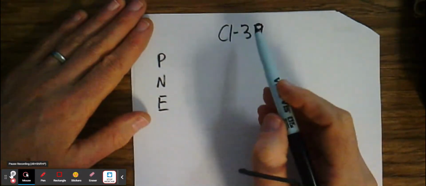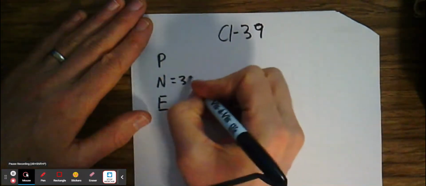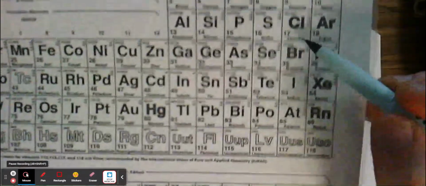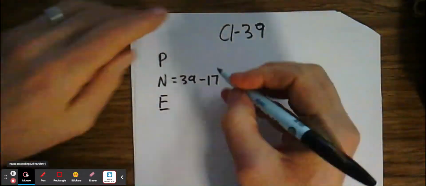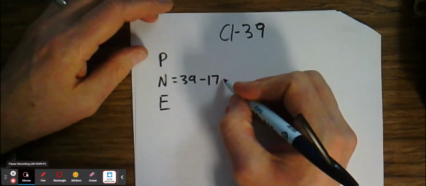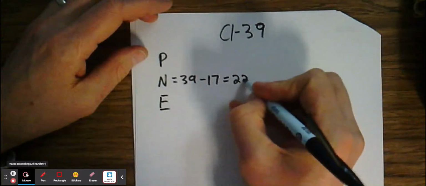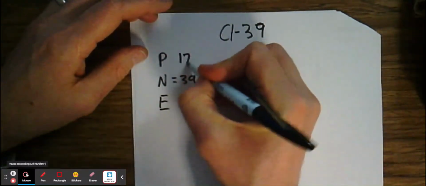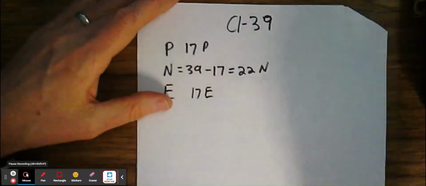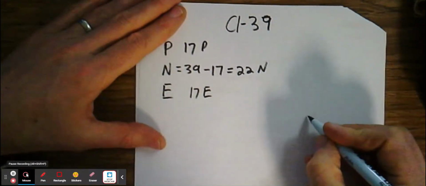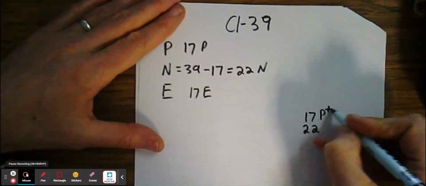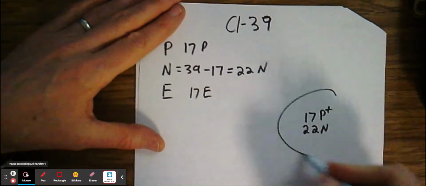Okay, chlorine 39. Its mass number is 39. Minus 17. I look here because I know that, because chlorine is 17, its atomic number. So 17 plus 20 is 37. Plus 2 is 22. 22 neutrons, 17 protons, 17 electrons. Now I need to draw it. So I put the protons and the neutrons in the center.